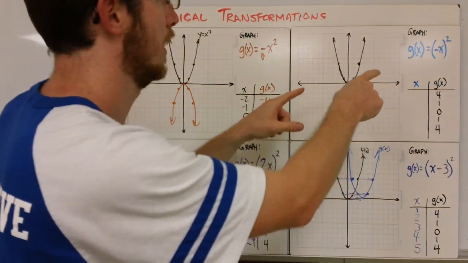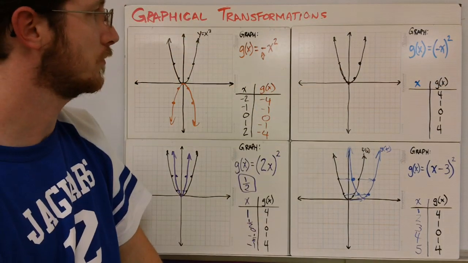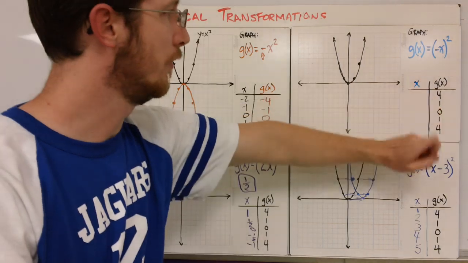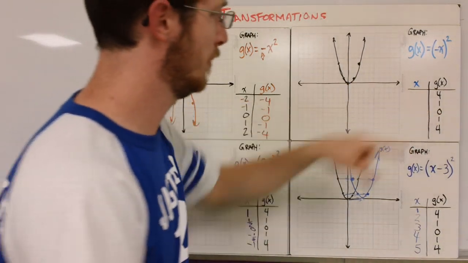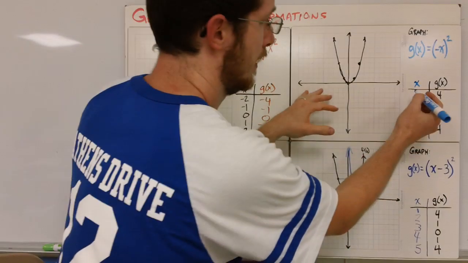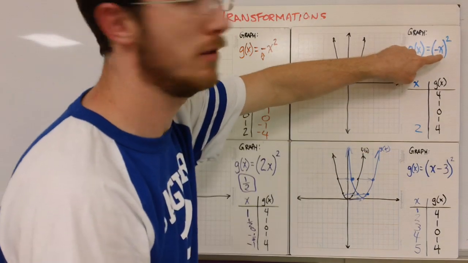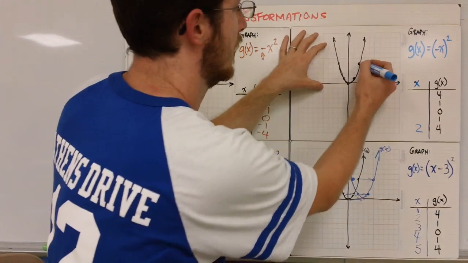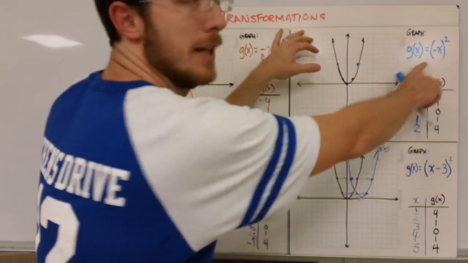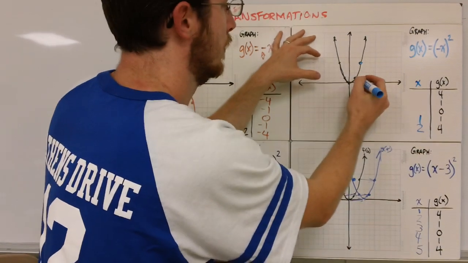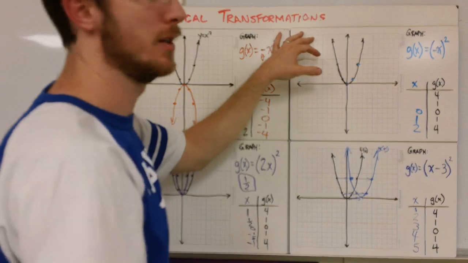Okay, we've got g of x equals, in parentheses, negative x squared. All right, so if we start plugging in some values, we've already got our parent function graphed. If we plug in, let's say, 2, the opposite of 2 squared is still 4, so we've got a point at (2, 4). If we plug in a 1, negative 1 squared is still 1, so (1, 1). If we plug in a 0, we're going to get 0 out. And you see the pattern.